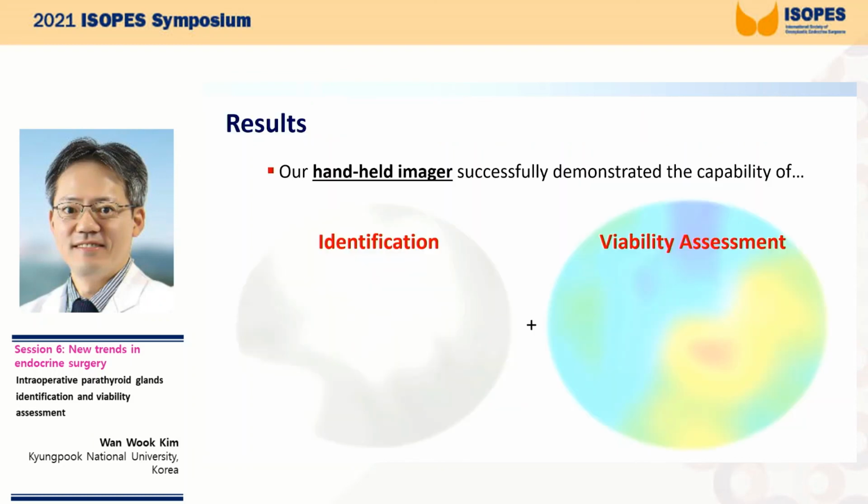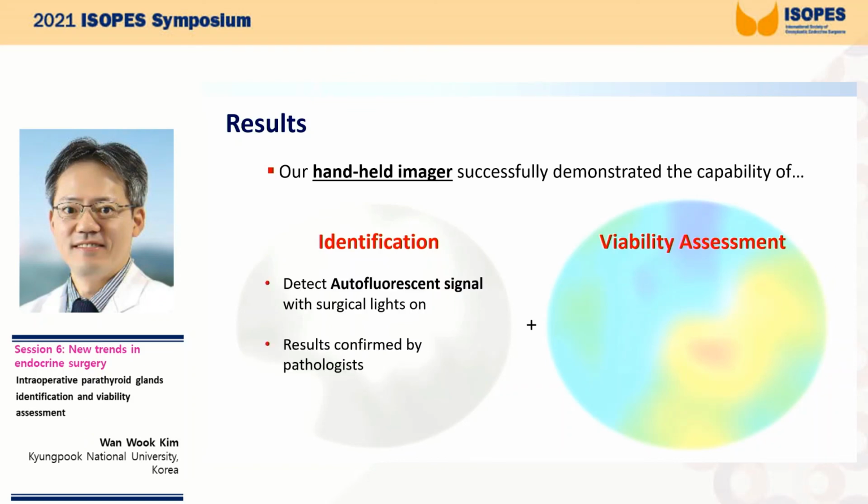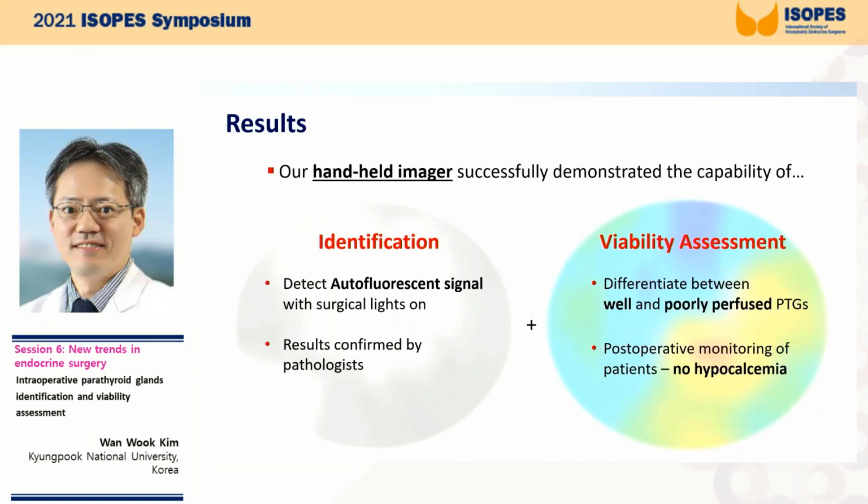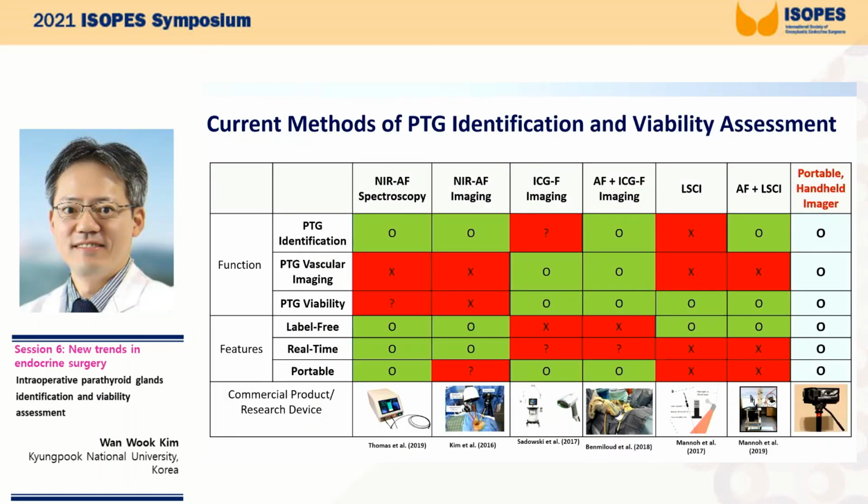To summarize, after identifying and assessing the viability of the parathyroid gland, we were able to successfully detect the autofluorescence signal with the surgical light on. For viability assessment, our imager differentiated between well and poorly perfused parathyroid glands. Several systems have been developed and applied in clinical practice now. I think our technique is a promising method to do all of this.